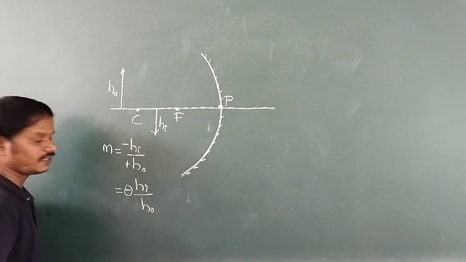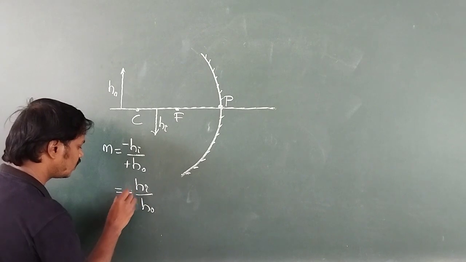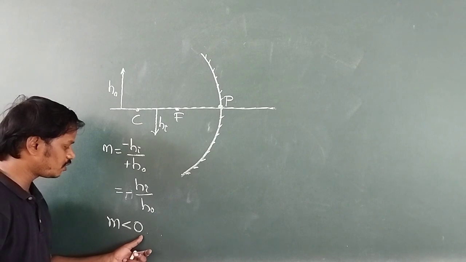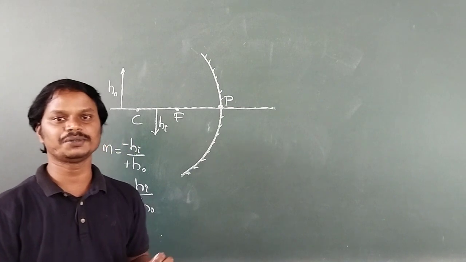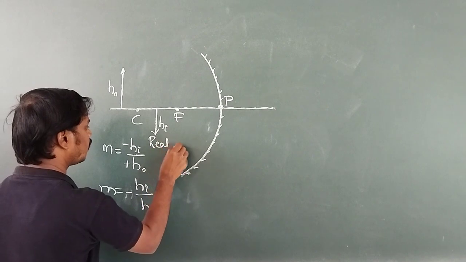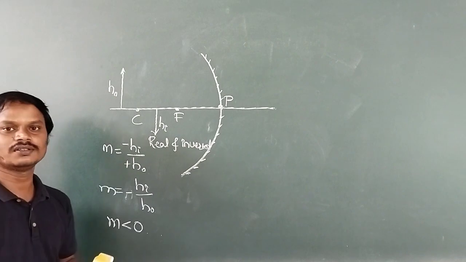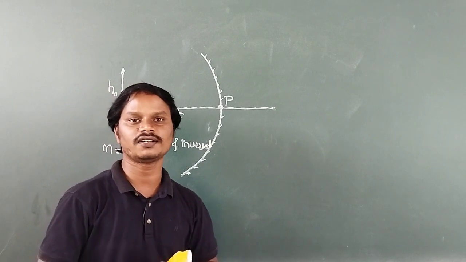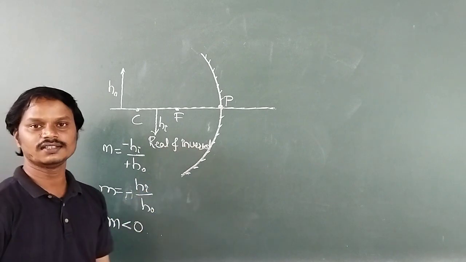What does the negative sign indicate here? The negative sign indicates that the nature of the image is real and inverted. Hence the magnification is less than 0. Any number less than 0 means that number is negative. ಯಾವುದೇ ಒಂದು ನಂಬರ್ 0 ಕಿಂತ ಕಡಿಮೆ ಇತ್ತು ಅಂದ್ರೆ ಆ ನಂಬರ್ ಏನಾಗಿರುತ್ತೆ ನೆಗೆಟಿವ್ ಆಗಿರುತ್ತೆ. ಹೌದಾ? Then what is the nature of this image? Real and inverted. So when the object lies anywhere between infinity and focus, the magnification produced by concave mirror is less than 0. What is its meaning? The nature of the image is real and inverted.